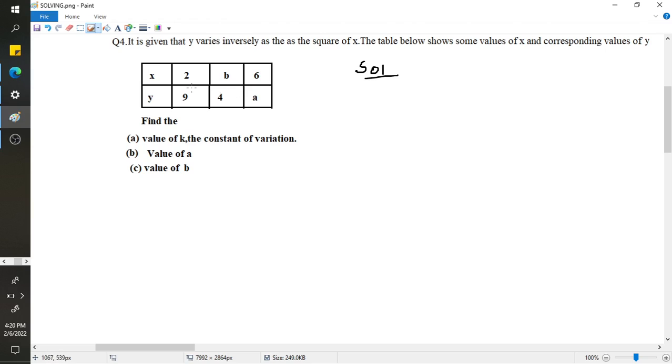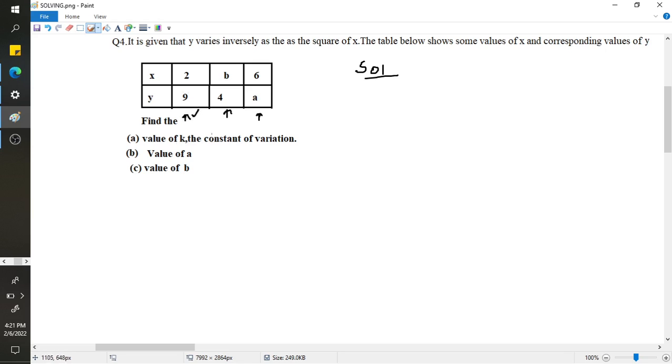So if we look at the second column here, we have 4 as the value of y, but the value of x, which is b, we don't have, right? So we can't use these two boxes, the second and the third one, to solve for the value of k. So we'll use the first one right here. Okay, this is the one we're going to use.